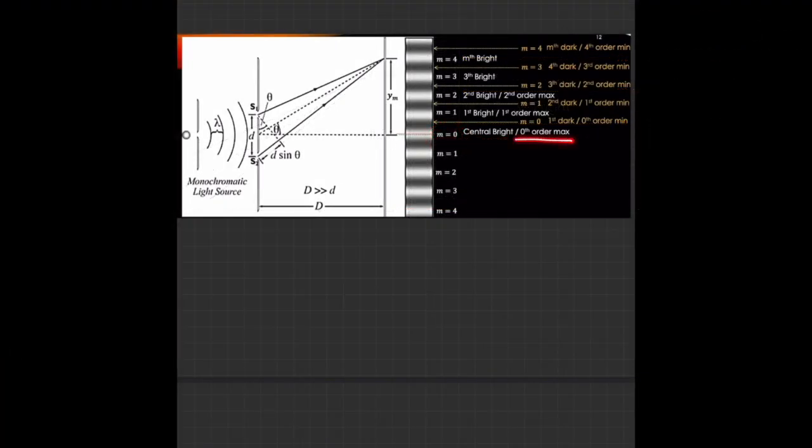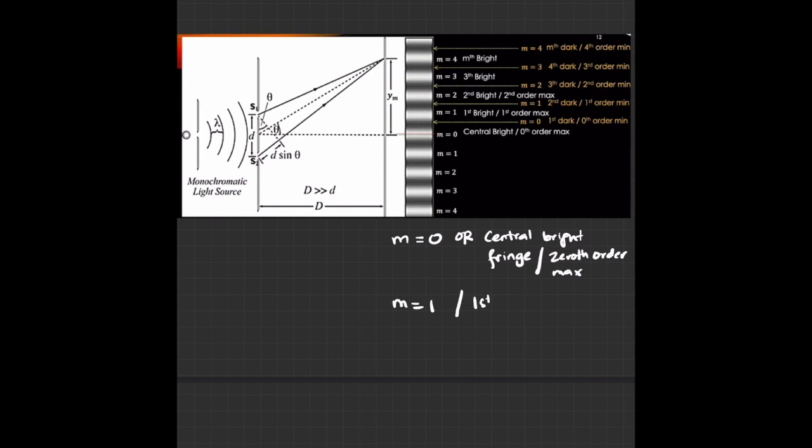As you can see, m equal to 0 we call the 0 order maximum, and we can also call it the central bright fringe. For m equal to 1, we can call it the first bright fringe or first order maximum.